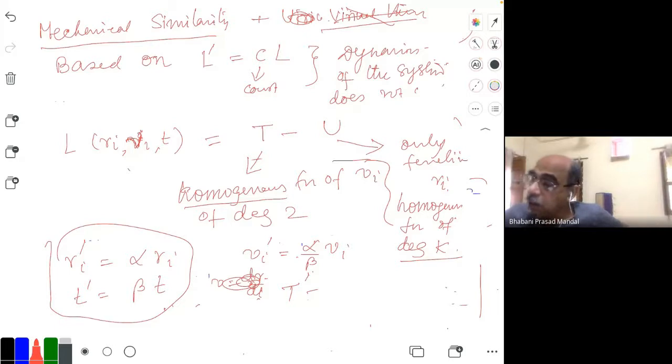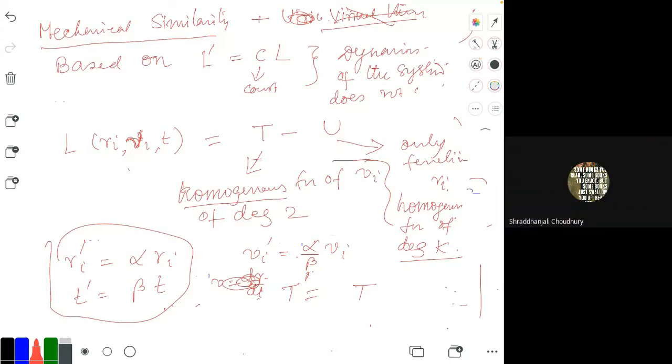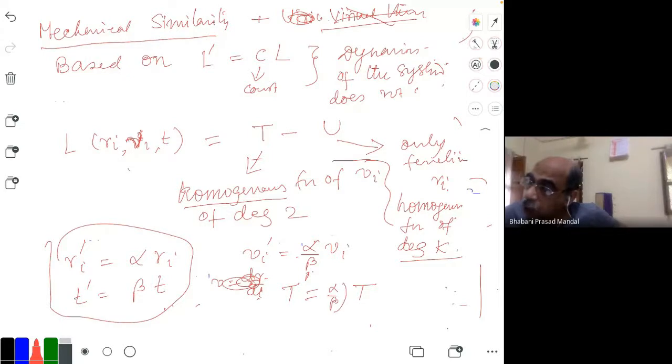Shraddhanjali, can you tell how this T prime will be related to T? Sir, it will be alpha square by beta square times T. Yeah, so alpha by beta whole square times T. Why? Because I assumed that T is a function of v square. All the terms are functions of v square. So it will be alpha by beta whole square. So T will be changing like this.